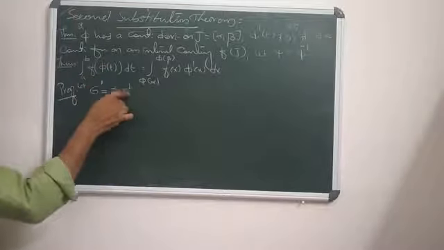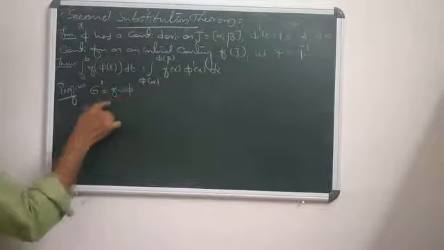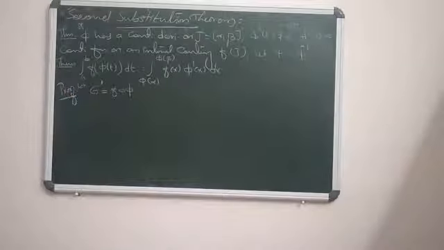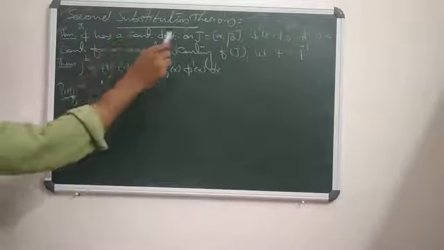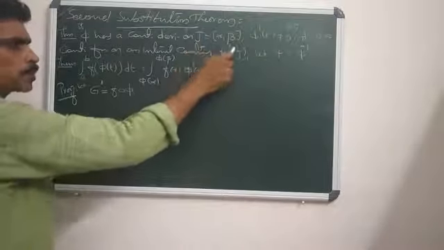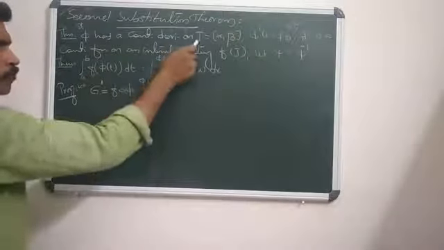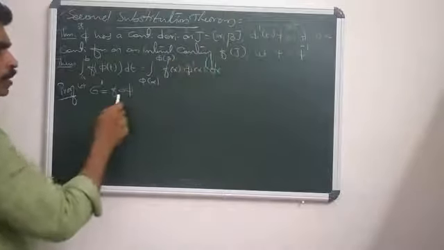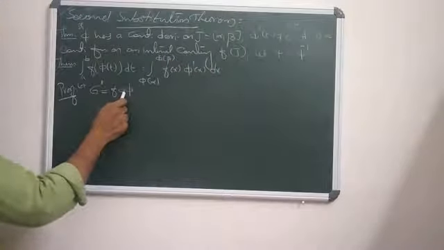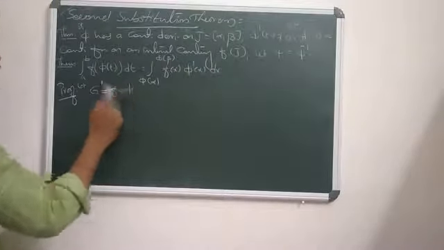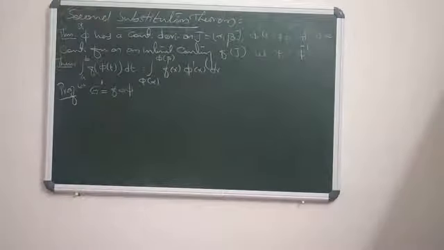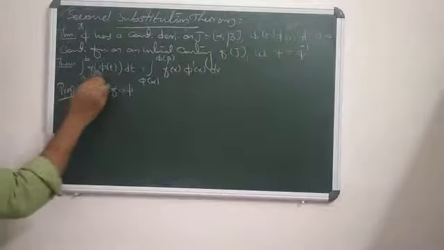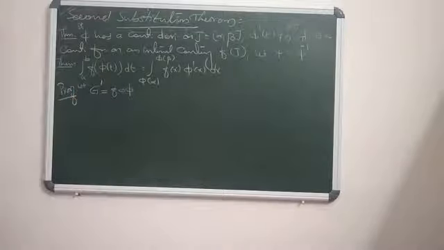G is the antiderivative of the composition of two continuous functions f and phi. Why? Phi is a continuous function, and f is also continuous on a particular interval containing this phi of t. So clearly phi and f are continuous on the same domain. So consider the composition f composition phi. What is g? G is nothing but the antiderivative of this f composition phi.